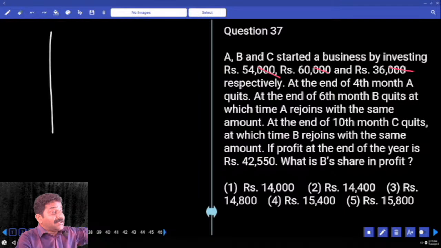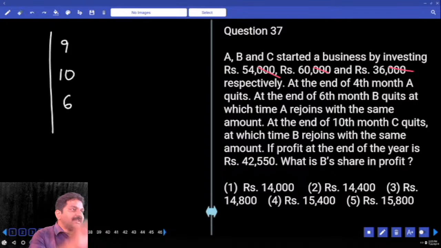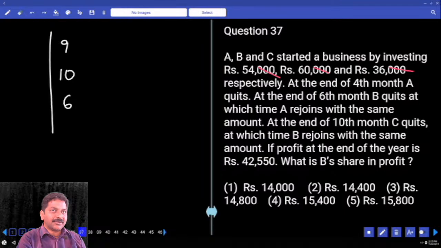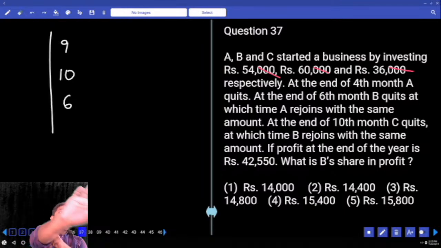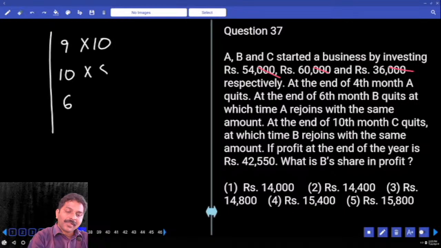After removing 3 zeros also, when you look at their investments, all are 6 multiples only. 6, 9 times, 10 times. So investments are in that particular ratio, right? So A is not there for how many months? Then he is there for? B is not there for? He is there for? C is not there for?